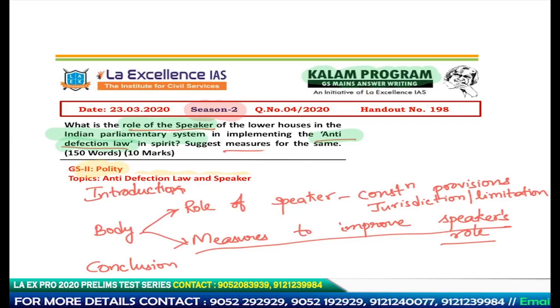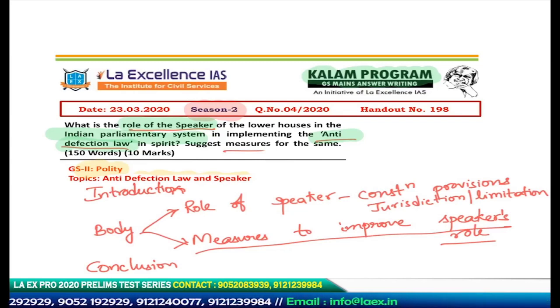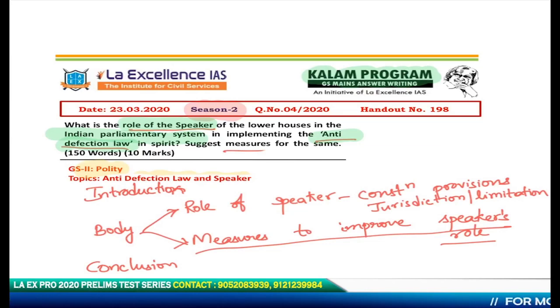So what will be the measures? For example, giving them a time frame to address the questions of disqualification, or strengthening the institution of Speaker, trying to make the Speaker's office more impartial. So all these can be measures that we can write in the second part of the body.